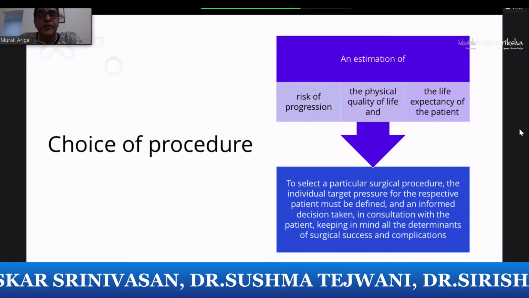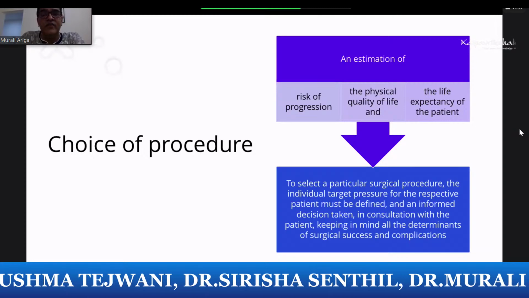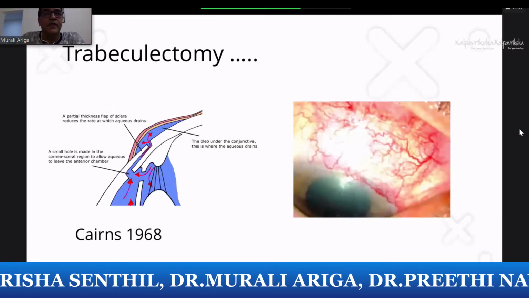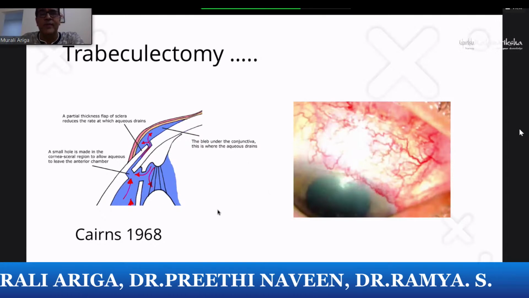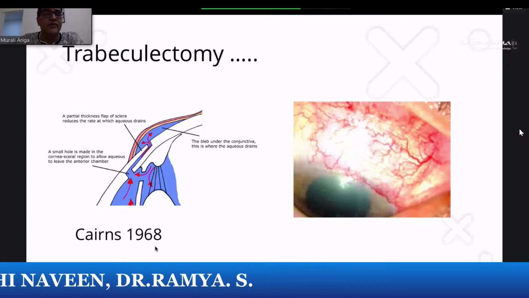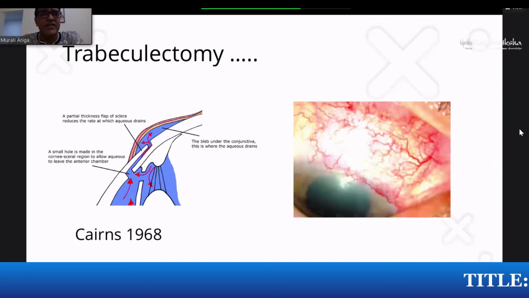A younger patient would be quite different from somebody who is much elderly and has cataract as well. So this has to be discussed, and not every procedure would suit every patient. Trabeculectomy has been the so-called gold standard of glaucoma surgery for many, many decades now. The initial form of trabeculectomy was introduced by Keynes way back in 1968. It still remains the gold standard for most of us as a fallback procedure when medication doesn't work enough.